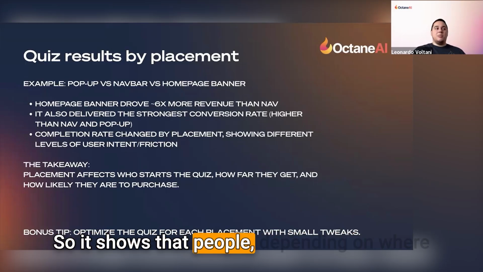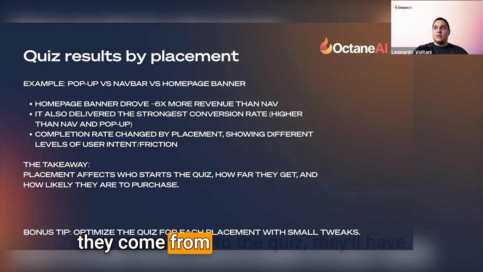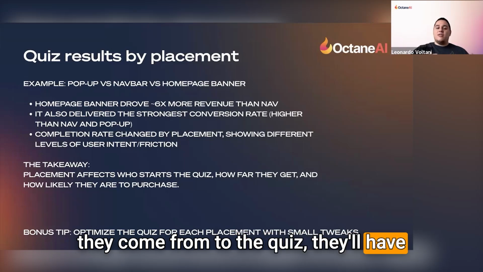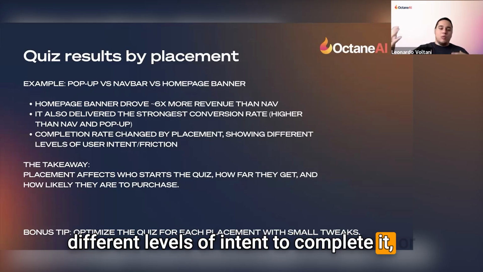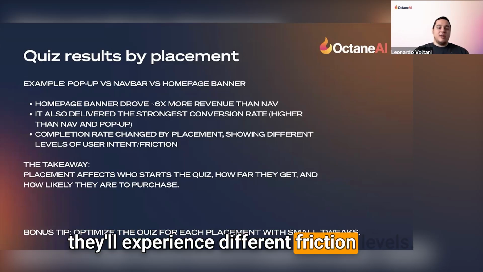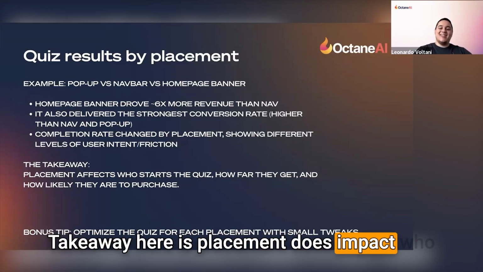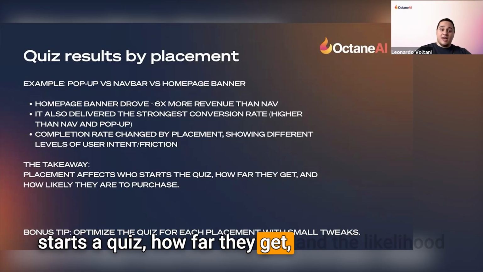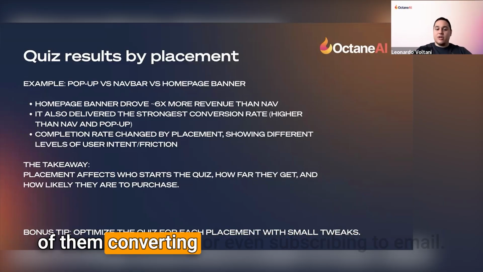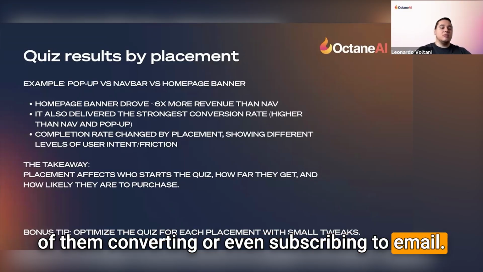So it shows that people, depending on where they come from to the quiz, will have different levels of intent to complete it, or they'll experience different friction levels. Takeaway here is placement does impact who starts the quiz, how far they get, and the likelihood of them converting or even subscribing to email.